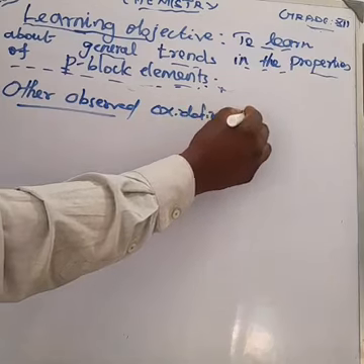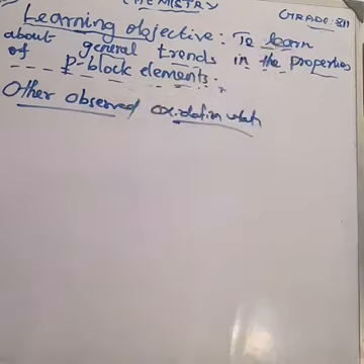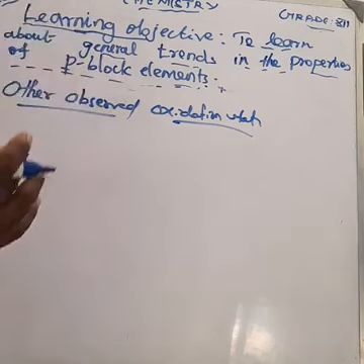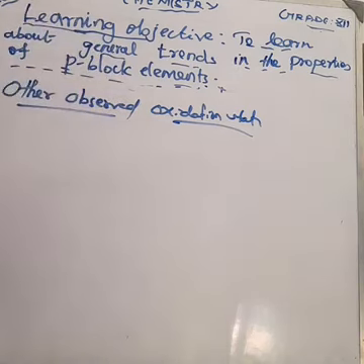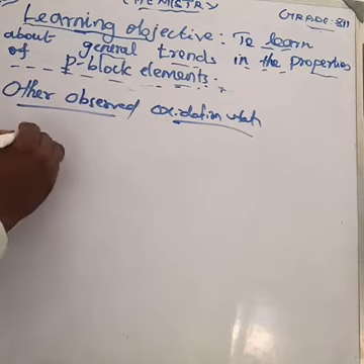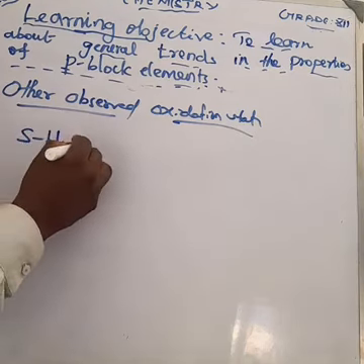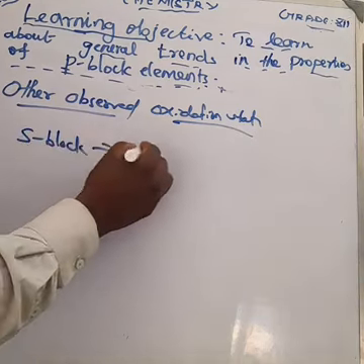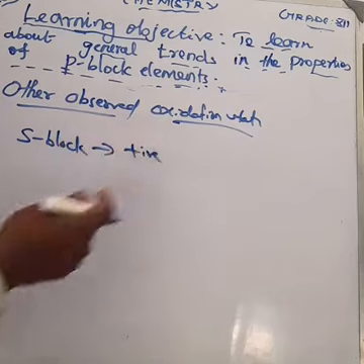Anyhow, valence electrons means the total number of electrons present in the outermost shell, and that is what we call the group oxidation state. And about that, the s block elements show only positive oxidation states. The s block elements show only positive oxidation.